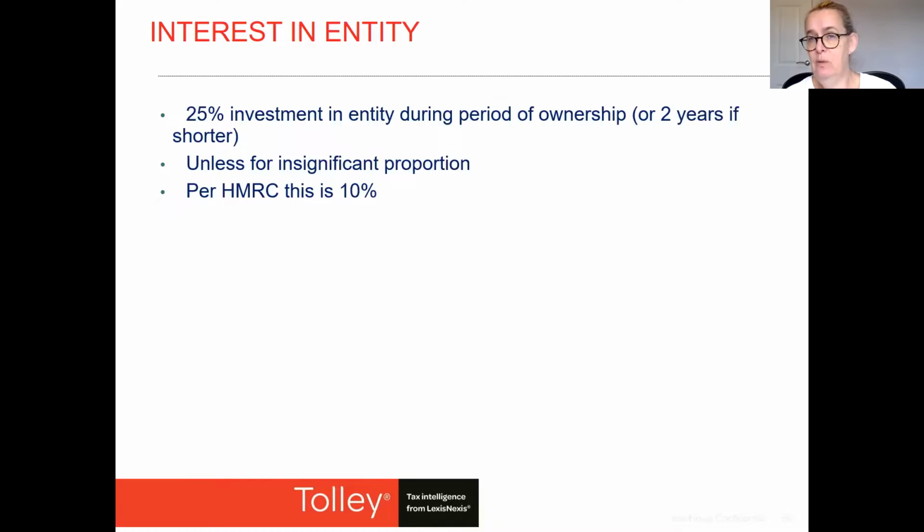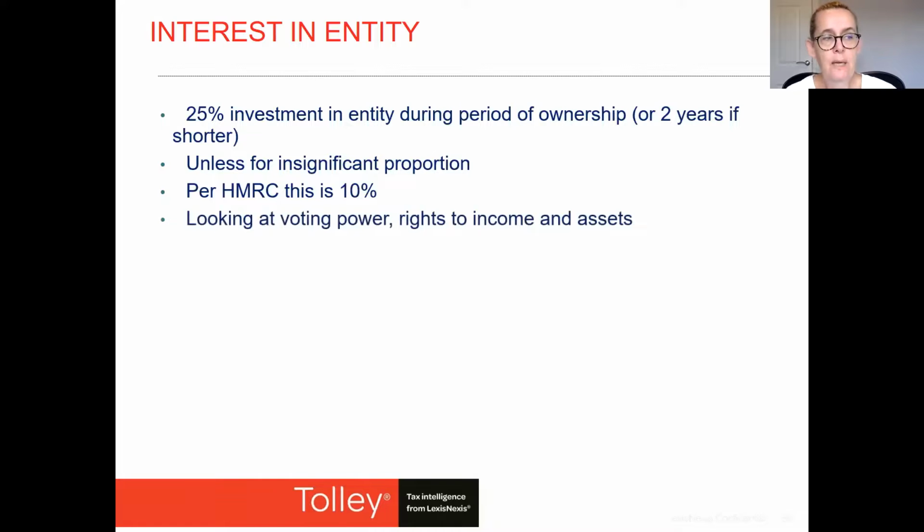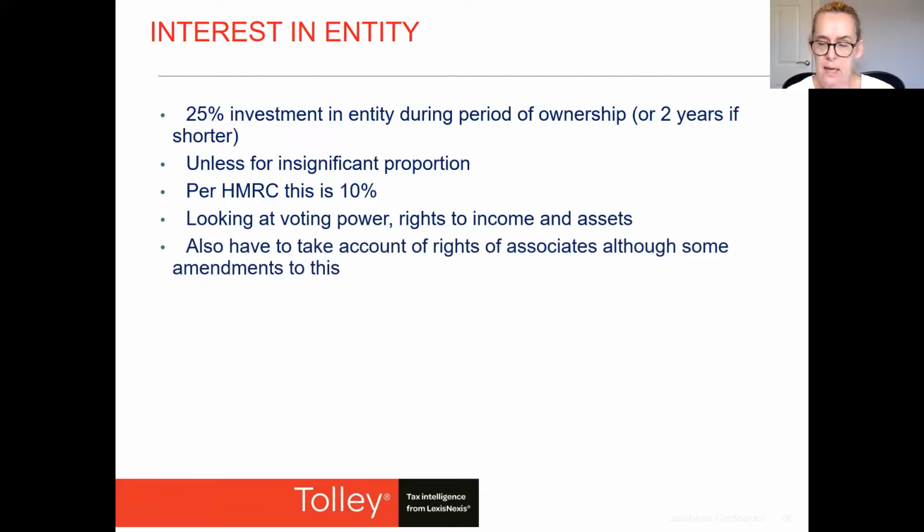So that is, I suppose, to allow somebody to have the subscriber shares in the company, for example, and then issue shares to other people. And they may have had 100% of the company for a very short period of time. You are looking in terms of ownership at voting power, rights to income, rights to assets. And in some circumstances, you also have to attribute the rights of associates, but you do not have to attribute the rights of siblings. So if you had a company owned by your mum and dad and you and your brother, you would be attributing the rights of your mum and dad, but not your brother. And again, you have to just take that into account.